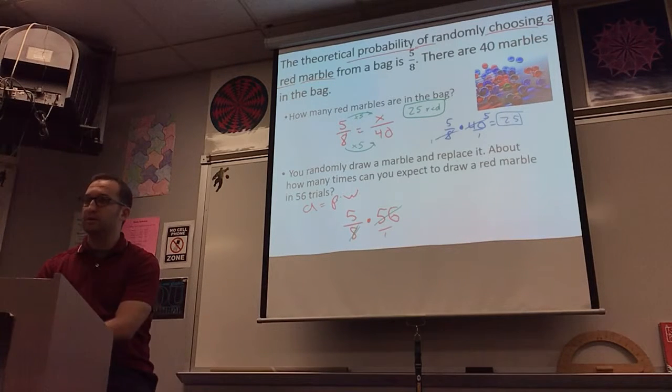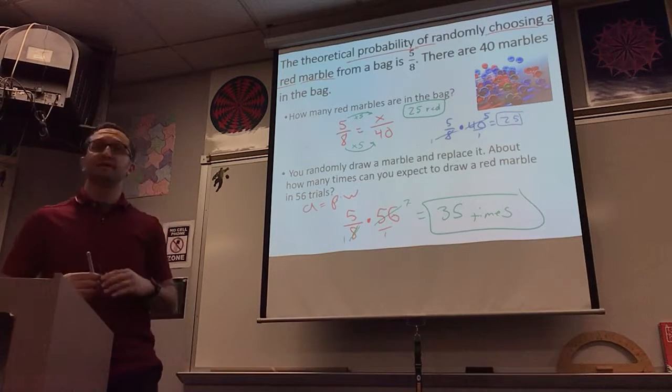8 and 56. You can pull a factor of what out of them both? 7. You can pull a factor of 8 and be left with 1 and 7. So we get what? 35 times.